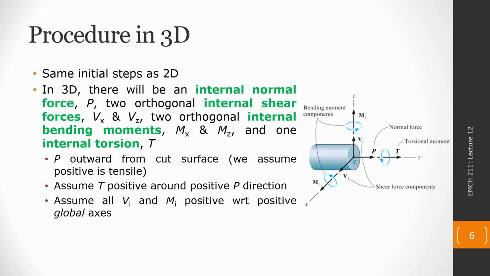In this case, all these subscripts are there because P is along that positive y-axis, but the global coordinate system that we use could be different in a different problem. So in a problem where P happens to be along the positive x direction, then we would have a V sub y and a V sub z, an M sub y and an M sub z.